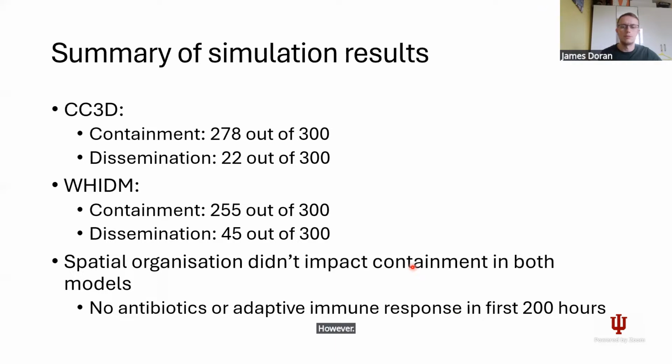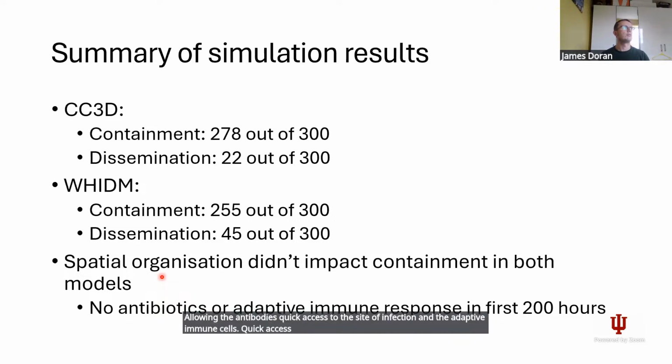However, these results therefore do suggest that the spatial organization is important in the sense of allowing the antibiotics quick access to the site of infection and the adaptive immune cells quick access. It is less important in terms of recruiting extra macrophages to the site of infection and the initial innate immune response.